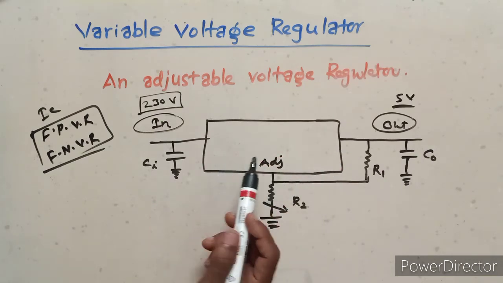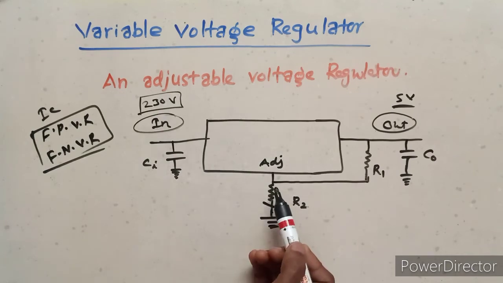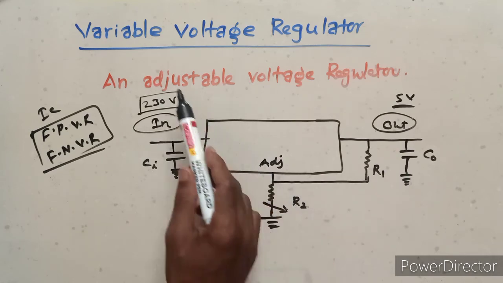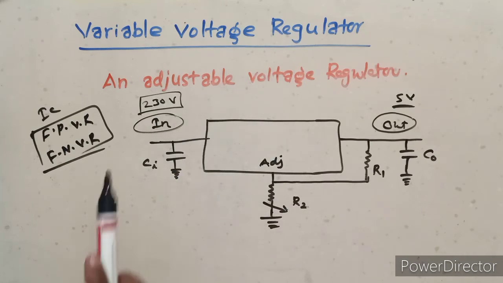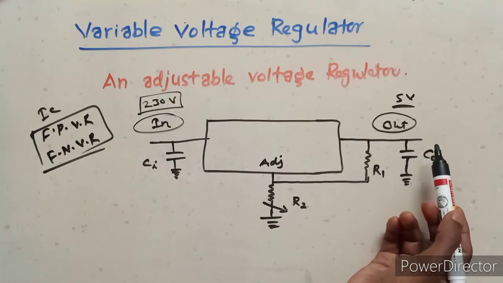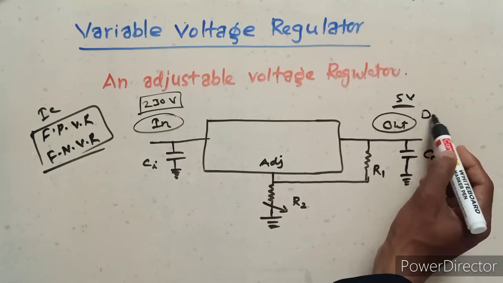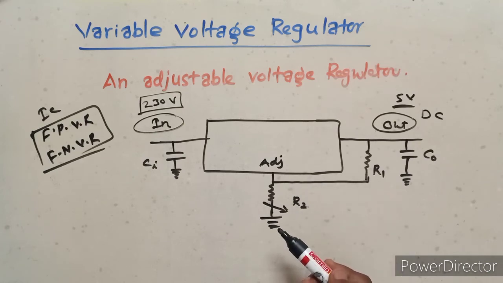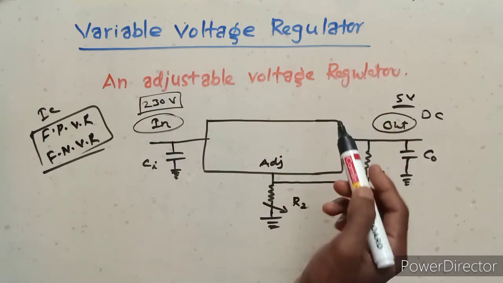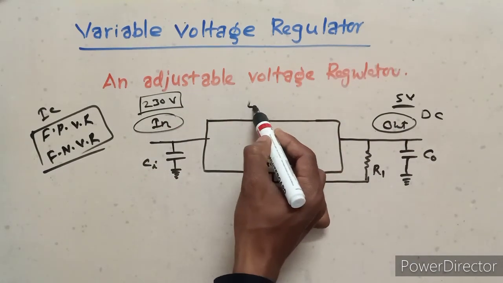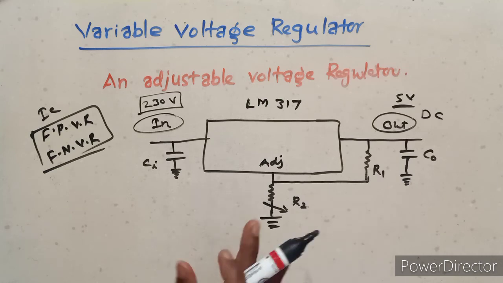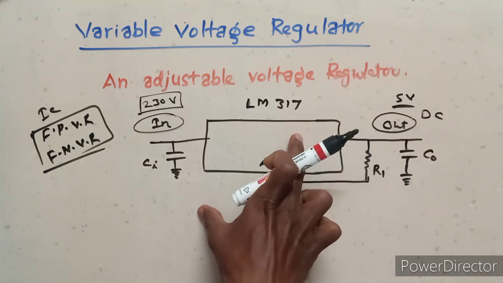An adjustable voltage regulator produces a DC output voltage which can be adjusted to any other value. Hence, an adjustable voltage regulator is also called a variable voltage regulator. The DC output voltage of an adjustable voltage regulator can be either positive or negative. The best example is the LM317 series, also called a 3-pin voltage regulator.